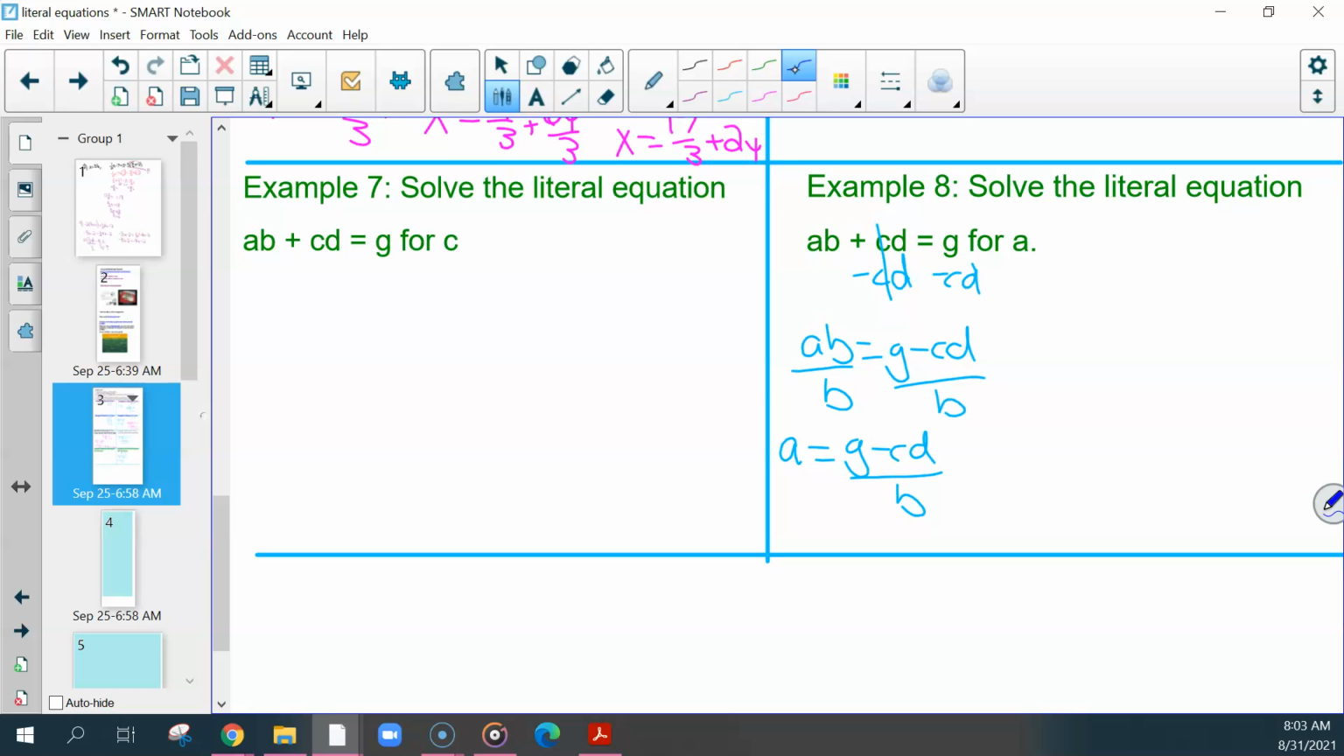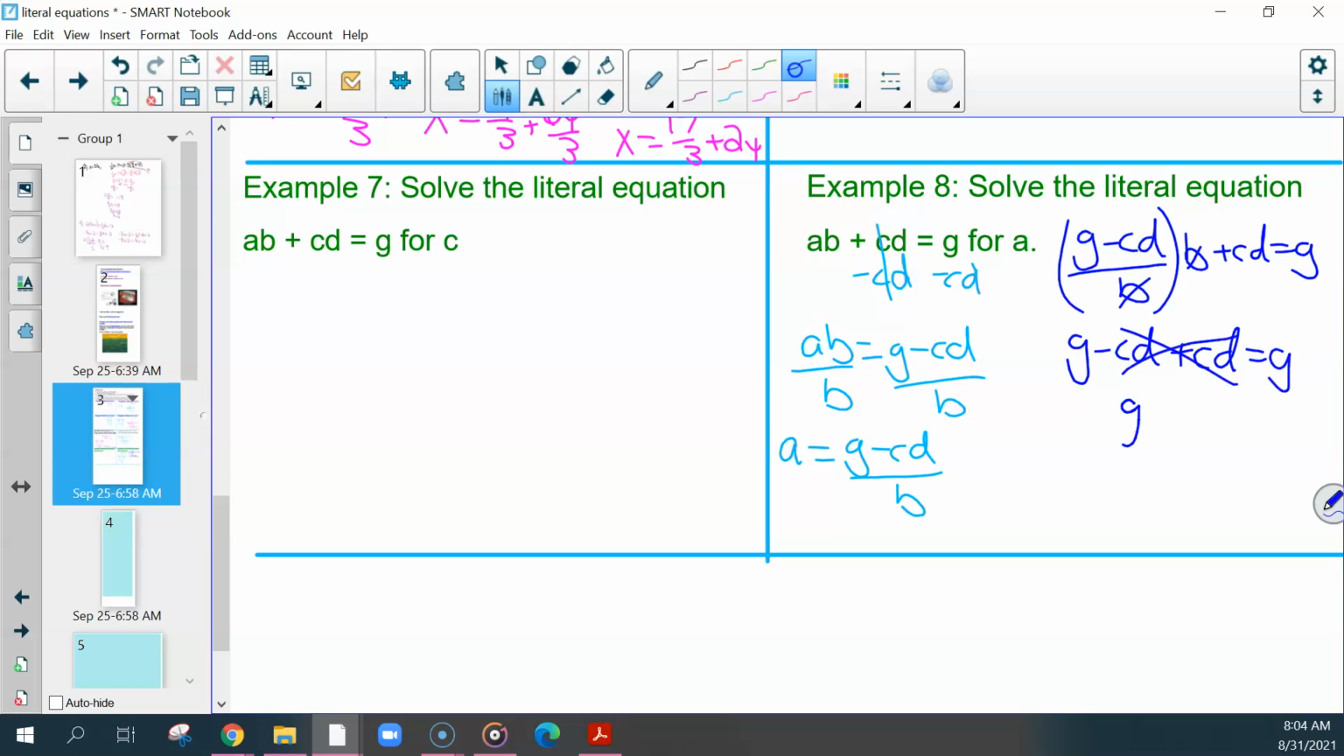Putting that back in to check it really fast. These B's cancel, leaving just G minus C plus C. These cancel, leaving just G. Any questions on solving literal equations?